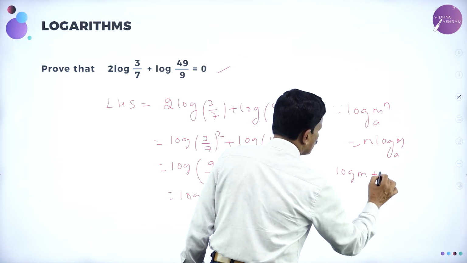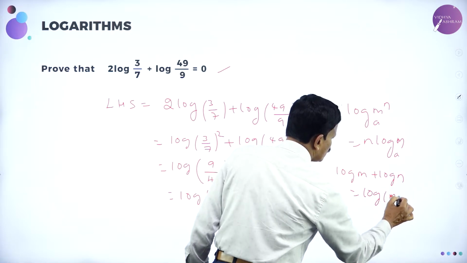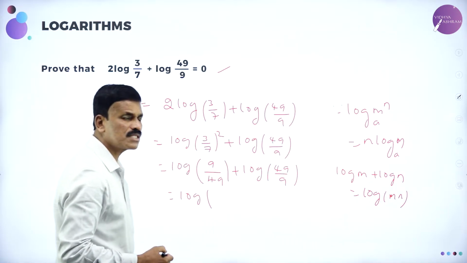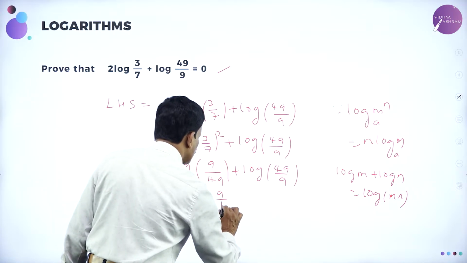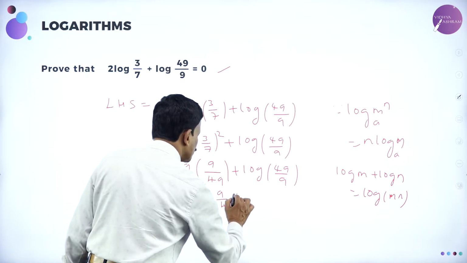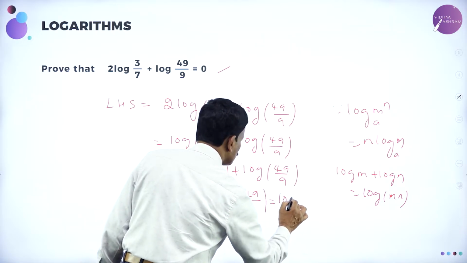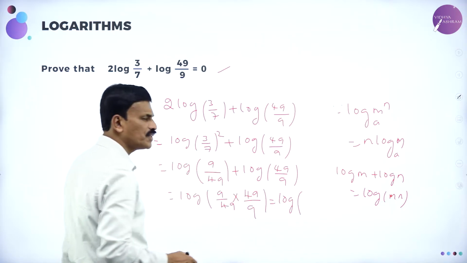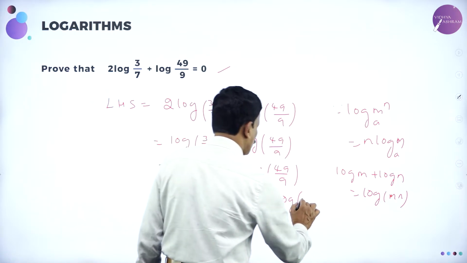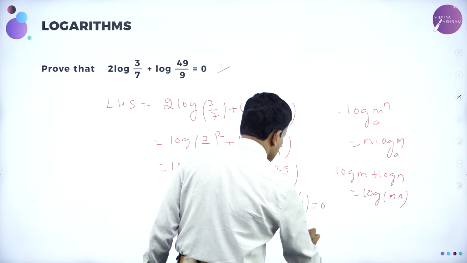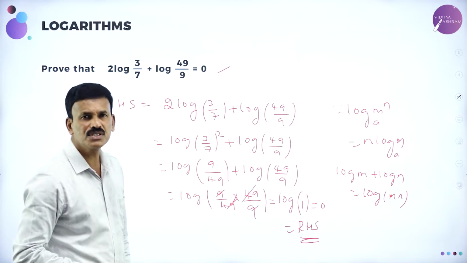Log m plus log n is also equal to logarithm of m into n. Log of 9 by 49 into 49 by 9. So these two get cancelled, and it is equal to log 1. Logarithm of 1 is 0, which is the required RHS. That's it. Logarithm of 1 is 0.